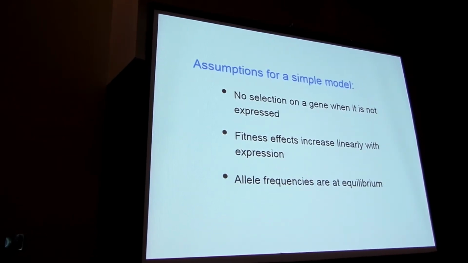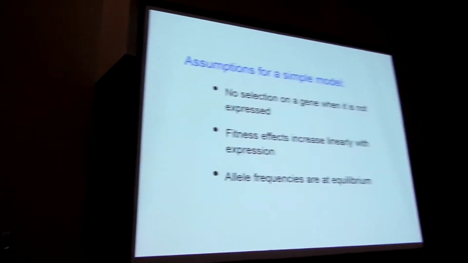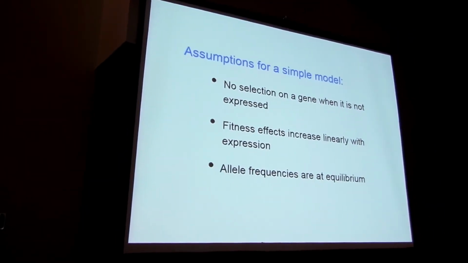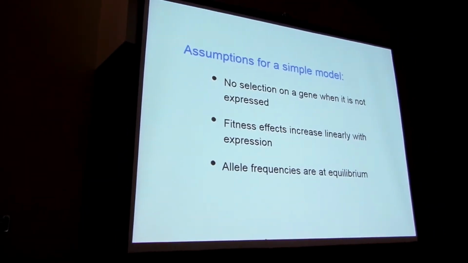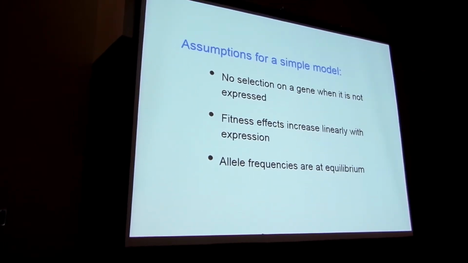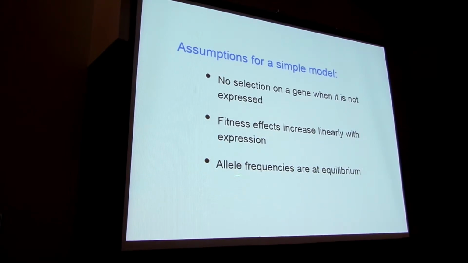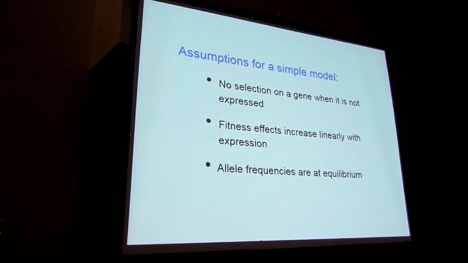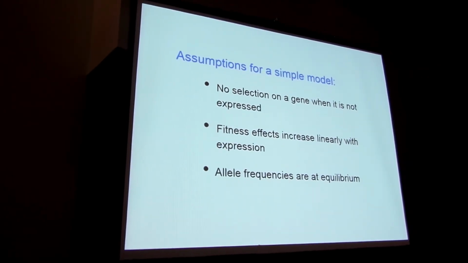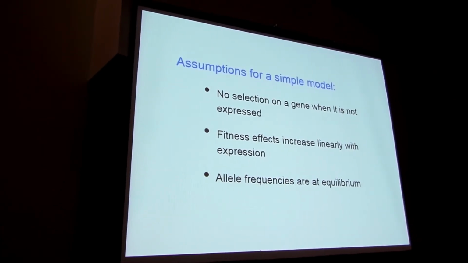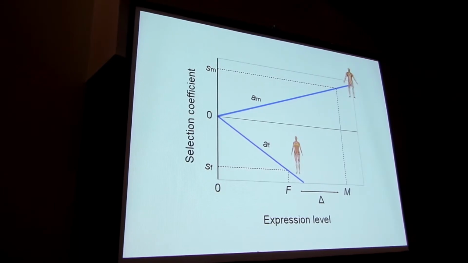Assumption number 1, no selection on a gene when it is not expressed. It seems plausible, right? Second assumption, fitness effects increase linearly with expression. That's the simplest assumption we can make. And thirdly, we're going to assume that allele frequencies are at an equilibrium under sex antagonistic selection. And that's the only way we can make the model go down the road, so we're obligated to make that assumption. So what does this look like graphically?